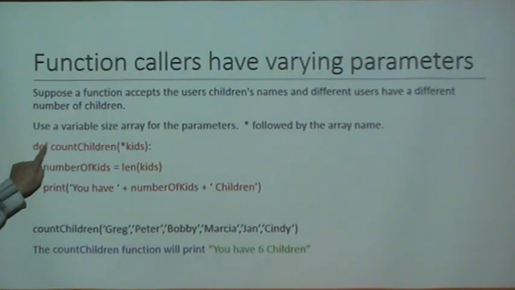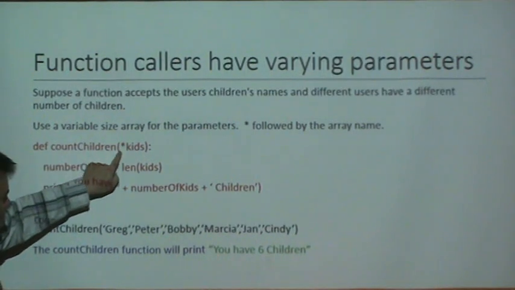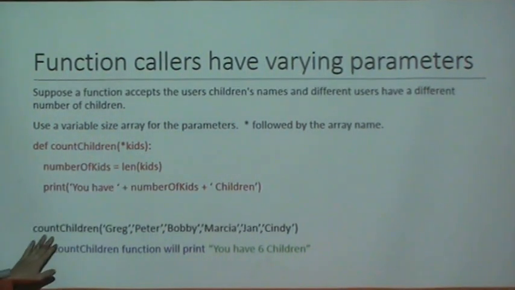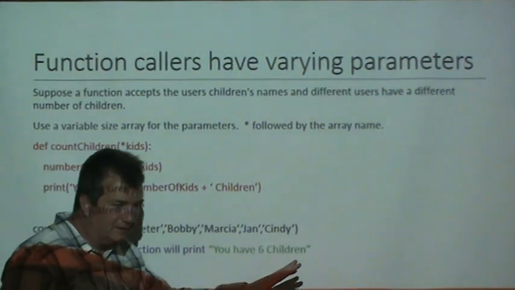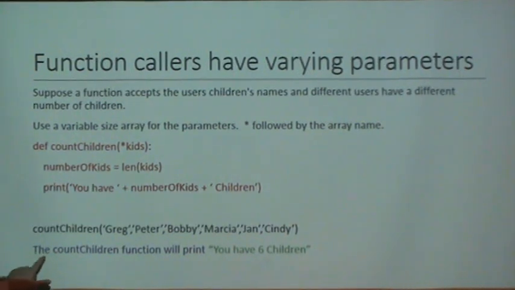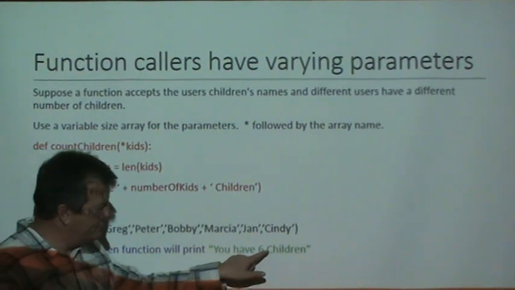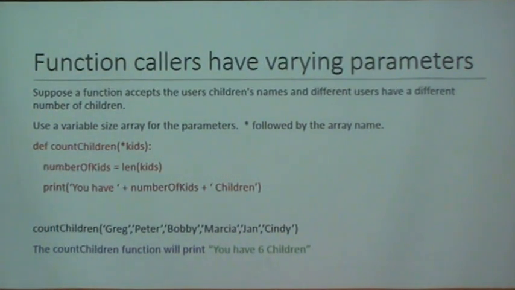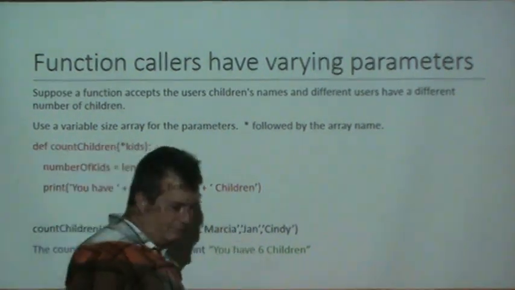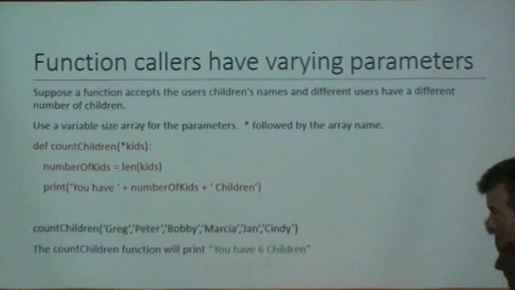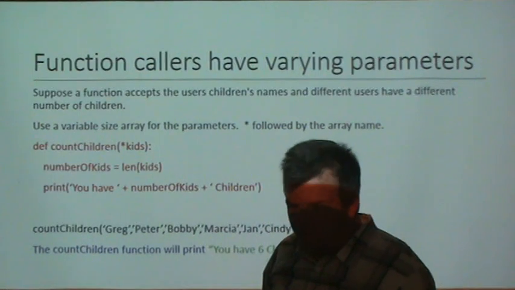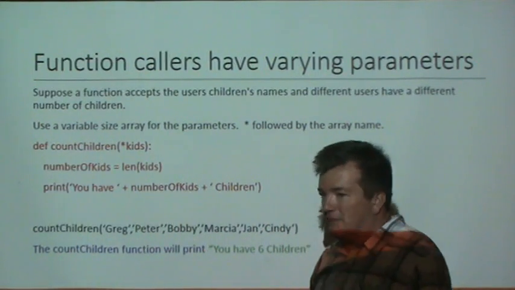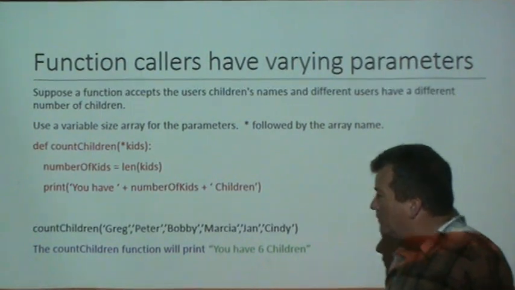So if you call this function count children with the parameter star kids, and you called it by saying count children, and you said Greg, Peter, Bobby, Marsha, Jan, Cindy, it would print out, you have 6 children. If you gave it 3 children's names, it would say you have 3 children. So you can have a variable list of parameters. So obviously you'll never get an error that says you put in too many parameters or too few parameters, because you're pretty much accepting as many as they want to input. Okay.